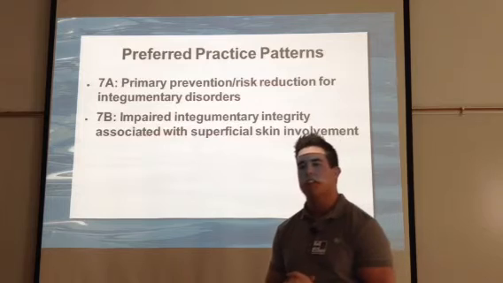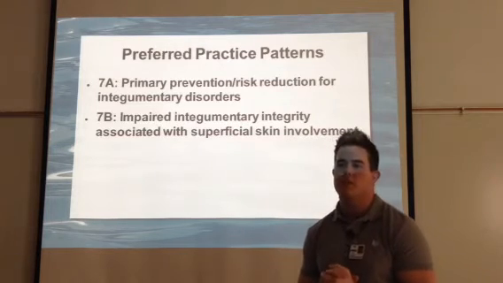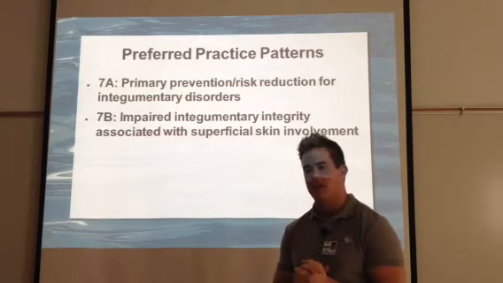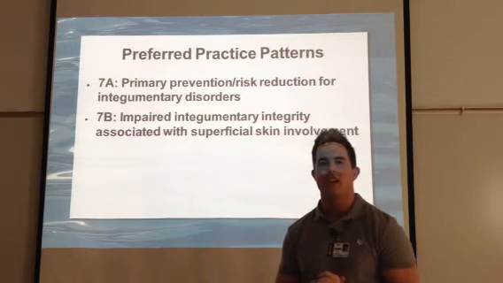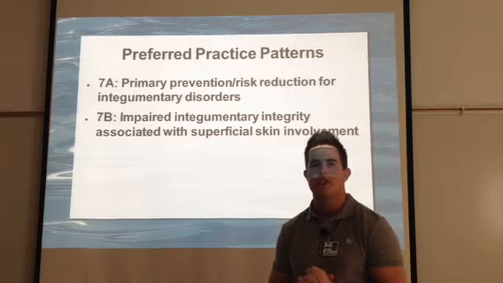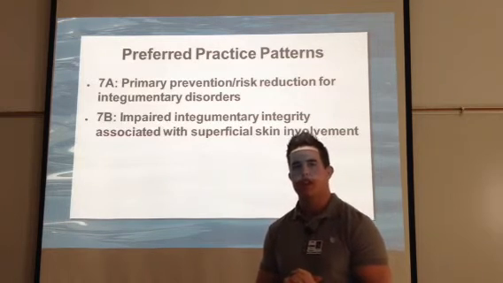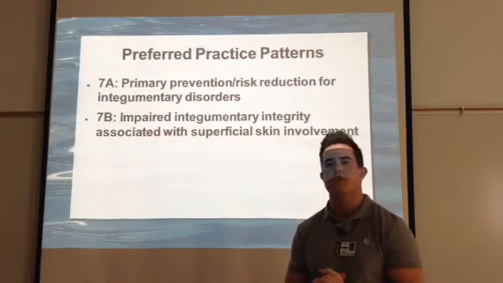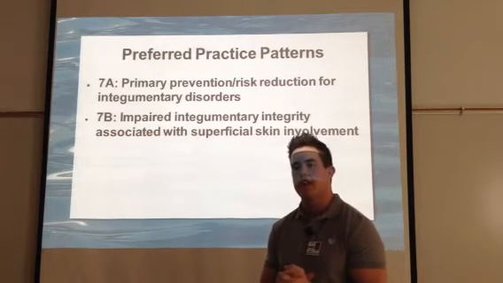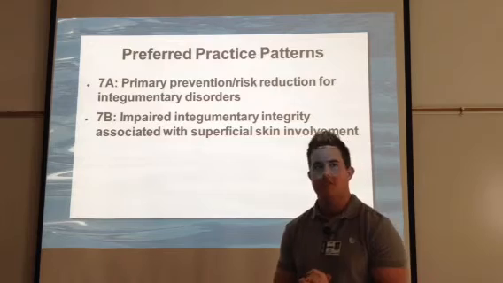The two preferred practice patterns that we use to treat patients with psoriatic arthritis and plaque psoriasis are 7A and 7B, which 7A is primary prevention risk reduction for integumentary disorders. 7B is impaired integumentary integrity associated with superficial skin involvement. So refer to your Guide to Physical Therapist Practice for these interventions.